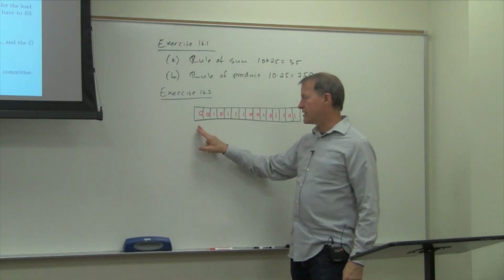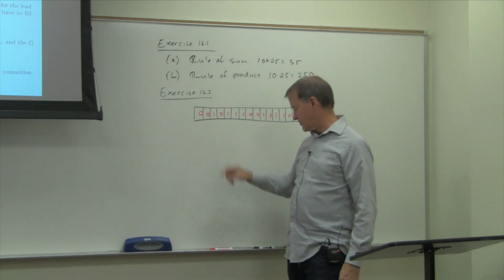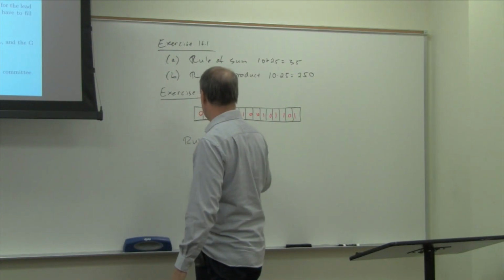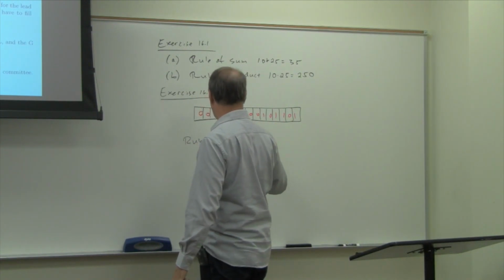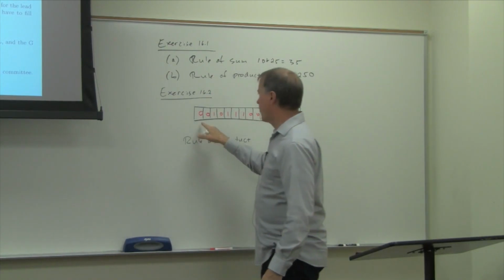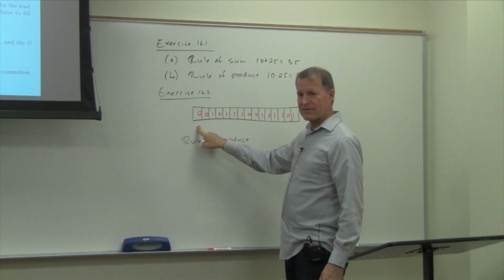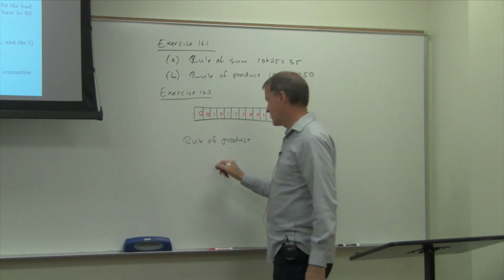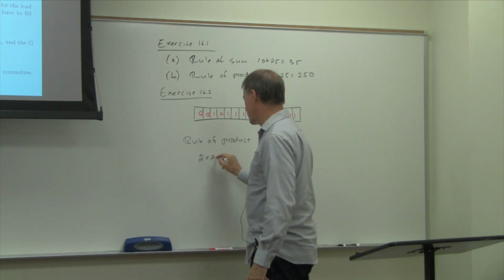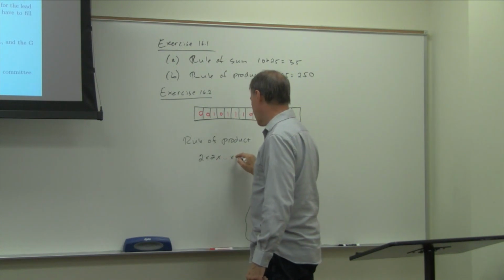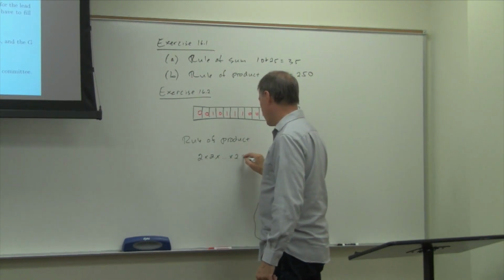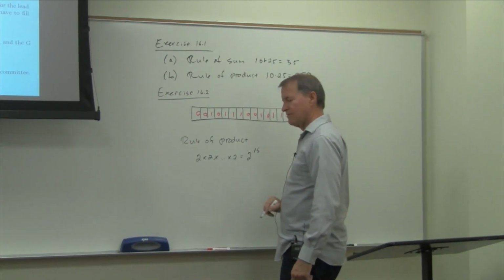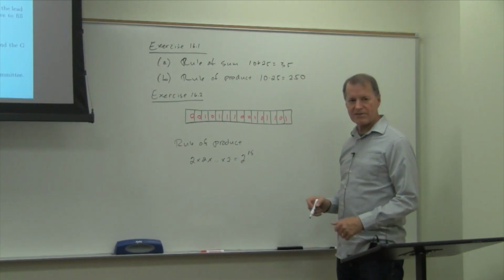So for each one of these, it's the rule of product. 0, 1 times 0, 1. Well, it's 2 possibilities for this, times 2 for this, times 2 for this. Are you with me? So it's 2 times 2 times 2, and there's 15 of these. So it's 2 to the 15. Does everybody see how that works?